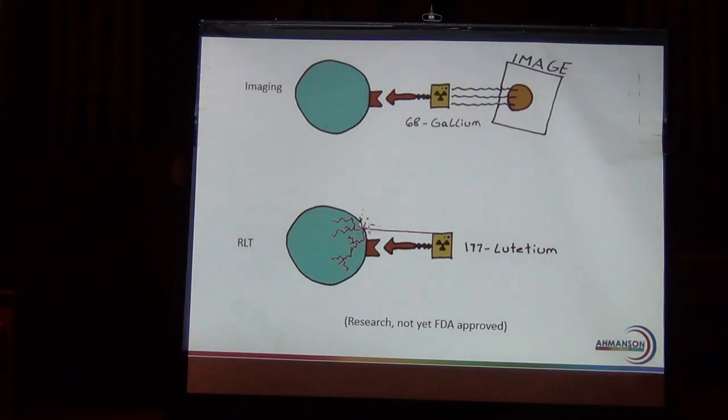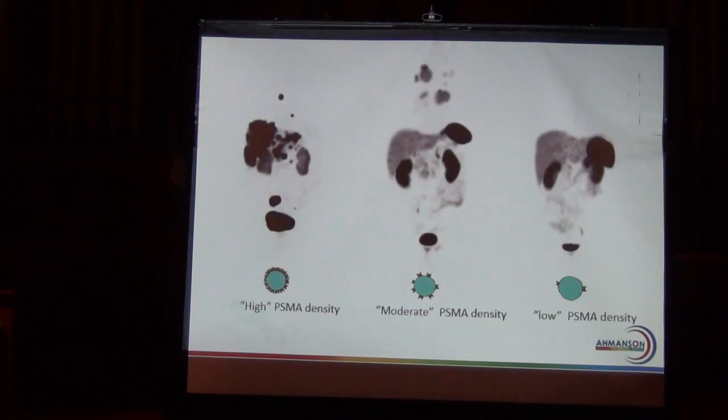Now, when we do radioligand therapy, we target the same structure on the cancer cells, but we label the tracer with a different isotope. Whereas the imaging isotope decays by emitting photons that we use for taking a picture, this isotope decays by emitting an electron. An electron doesn't travel very far, but it locally bombards the tumor cells and destroys them. That is the principle of radioligand therapy. I should add that at this point, it's not FDA approved. Hopefully in the near future, there will be something that's available.